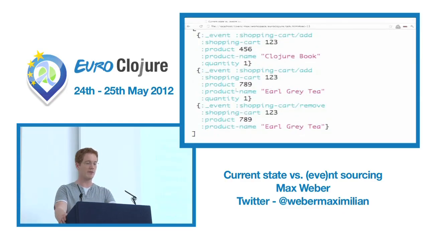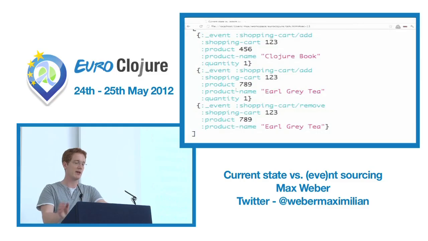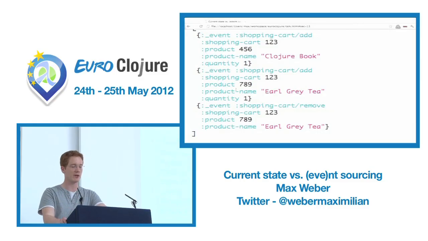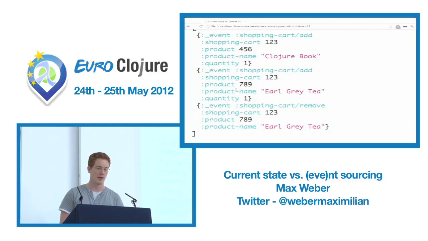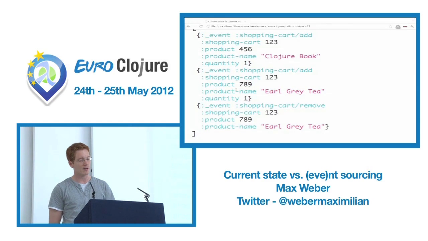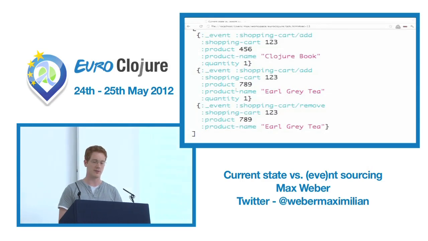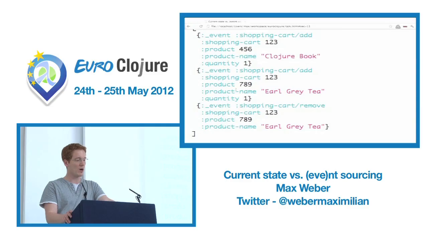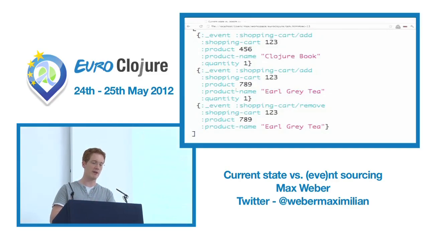Here you have another event which states the fact that the customer has completely removed the Earl Grey tea from his shopping cart. In comparison to the current state approach, you don't lose any information here. However, in the end, you would need to know what the online shop customer has ordered when he does the checkout. So we need to build the current state for the shopping cart from the events somehow.